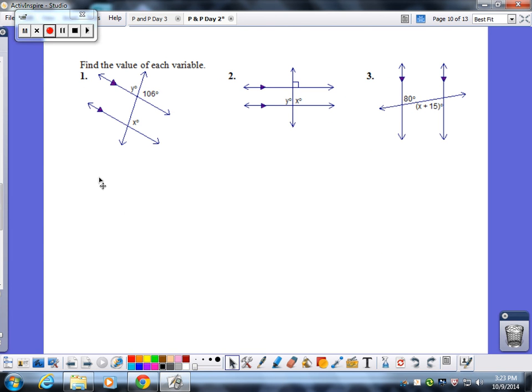Now find the value of each variable. Try these problems on your own.